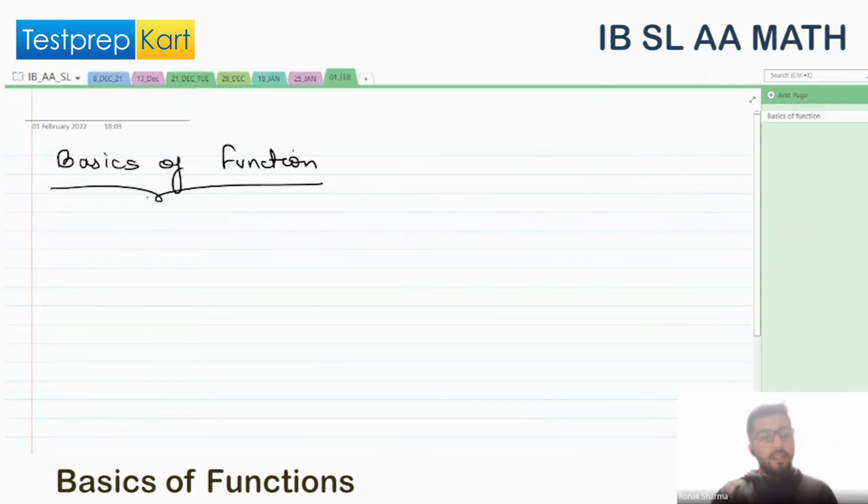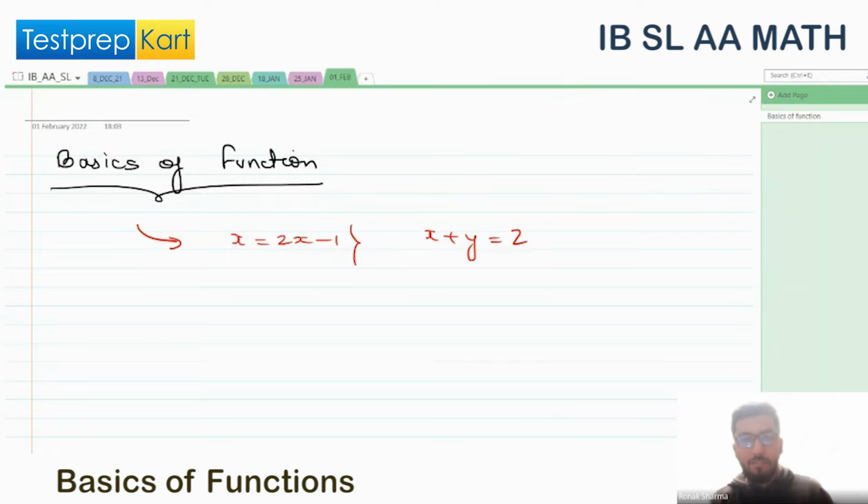Now, before starting the function, I just want to tell you that we have been dealing with lots of kinds of equations, right? Like if I give you x equals 2x minus 1, I can give you x plus y equals 2. So we have different kinds of equations, and different variables in the equation. Ultimately, what it is, is some kind of relation only.